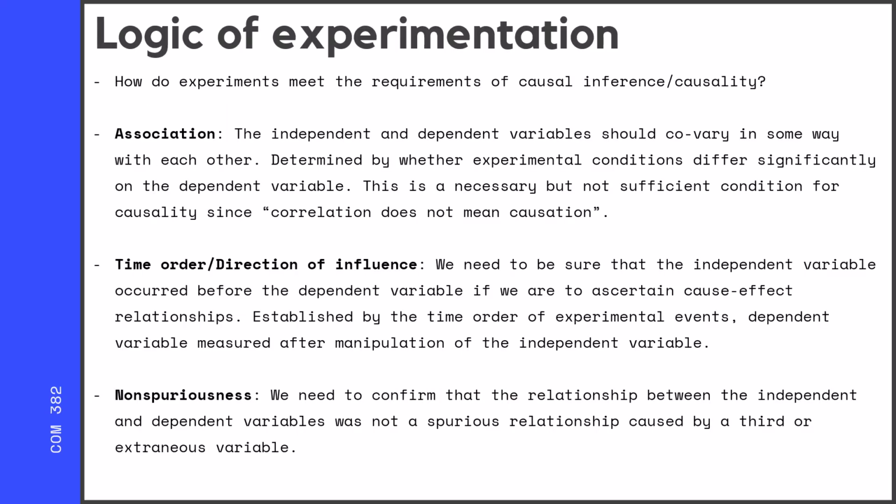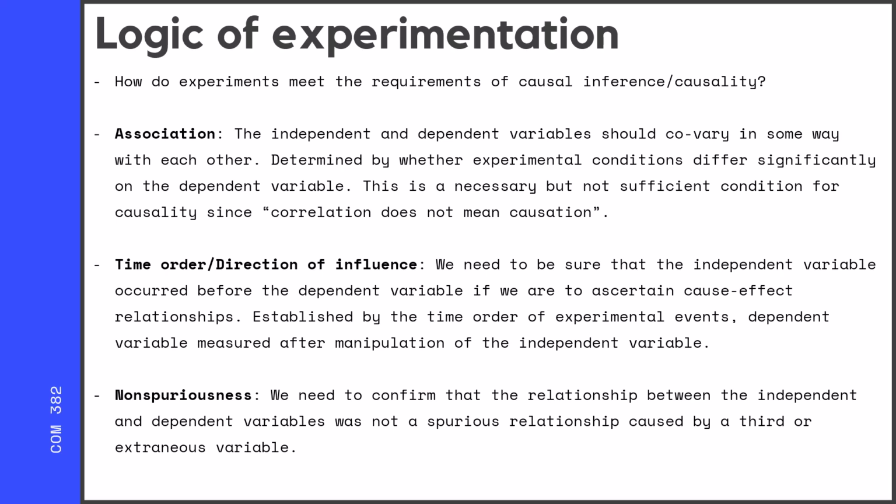So, experiments have a particular logic to them that allows them to meet the requirements of causal inference, or causality. When we say causal inference or causality, that's just saying that we're quite sure that it is this thing that caused the other. Well, how does that happen? The first thing is association. We know in an experiment that the independent and dependent variables should co-vary in some way with each other, that they are related to each other.